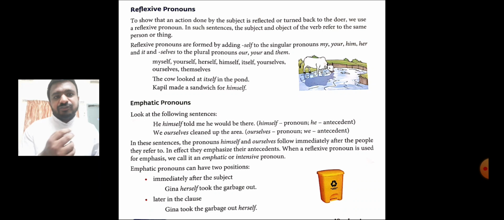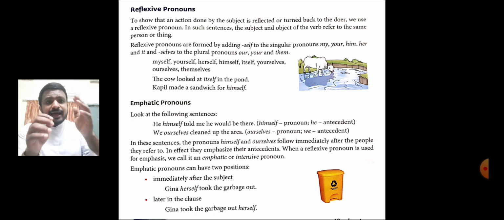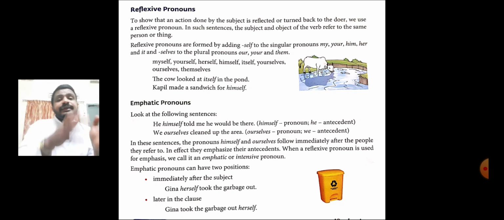Example from your textbook itself. Kapil made a sandwich for himself. Here, who is the subject? Kapil. And what has he done? He has made a sandwich. For whom? For himself. So what happened there? The action, what was the action? Making a sandwich. And for whom? For himself. So that action is being turned back to Kapil itself. So that is called a reflexive pronoun.